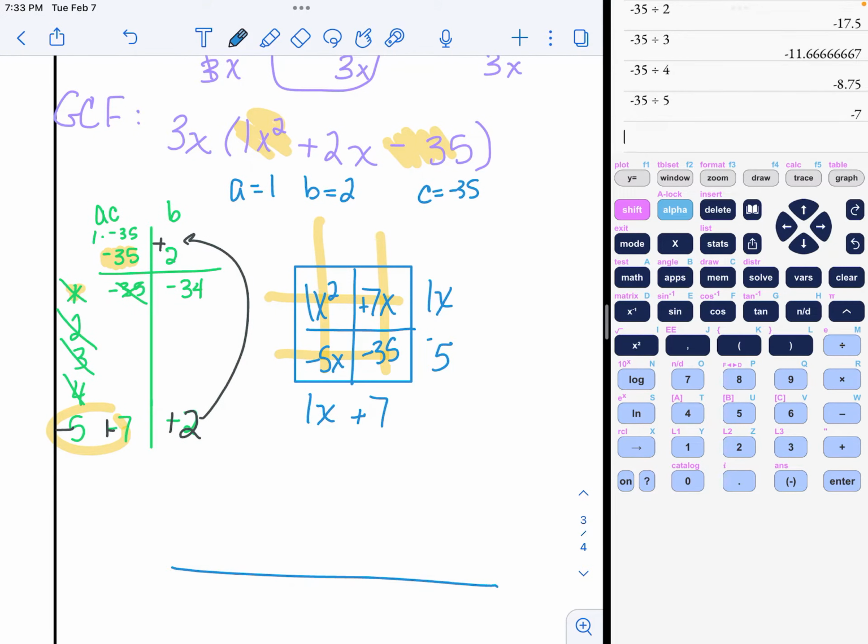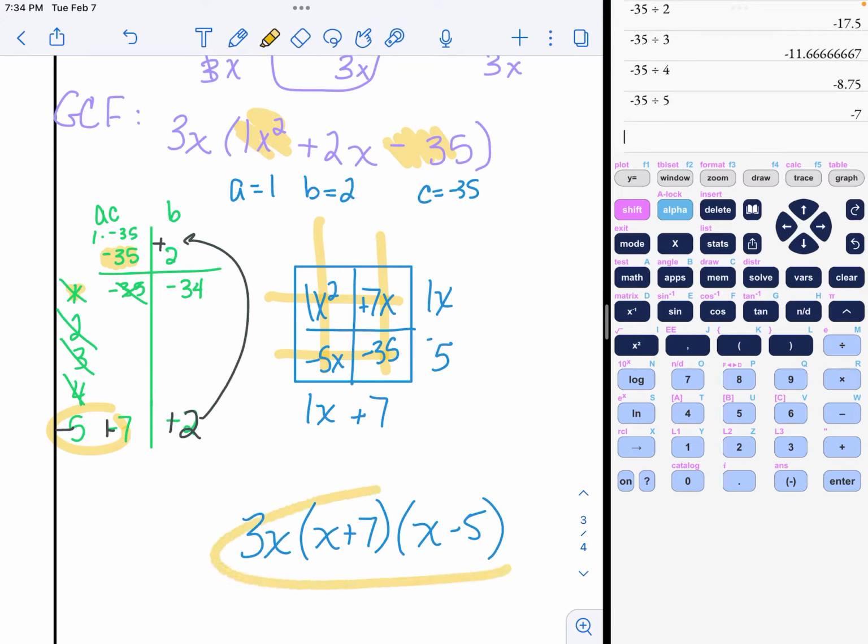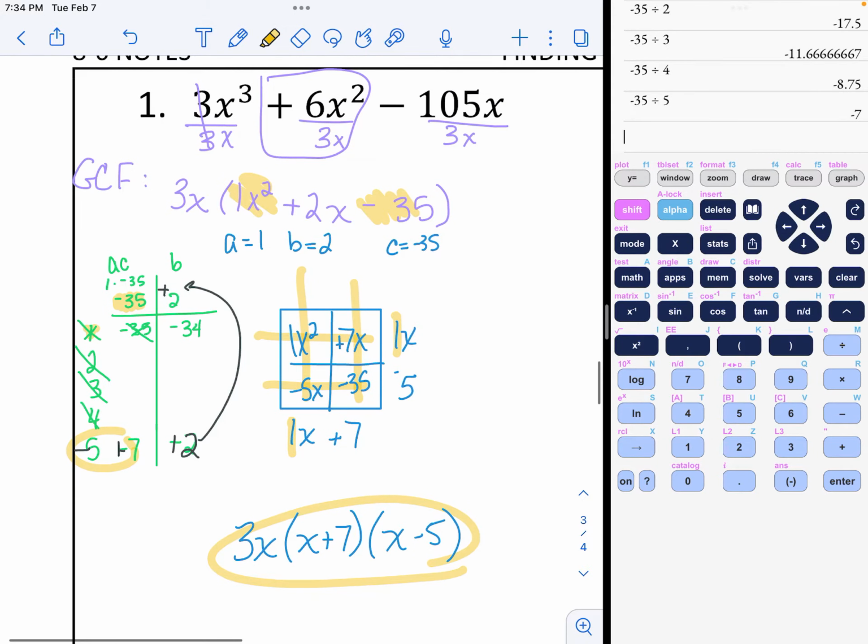My final answer will be all of the factors. That was messy. So the 3x from the GCF, the x plus 7 from the box, and the x take away 5 from the box. Notice how this time I neglected to write my 1's because we know that they aren't needed. So the original polynomial, that original black polynomial that I typed in factored form, is right here.